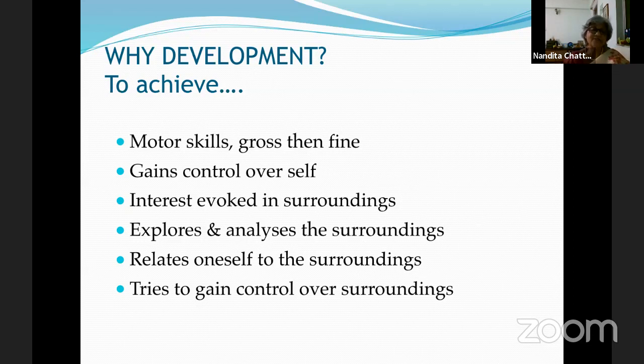And through this, gradually the individual gains control over the surroundings. So this is why development helps the person to achieve. Next slide, please. Next slide.